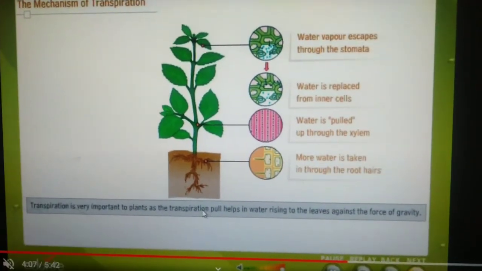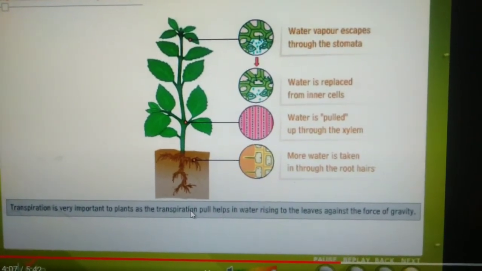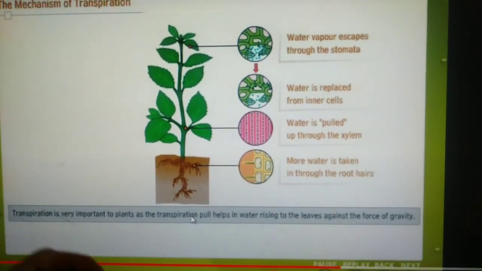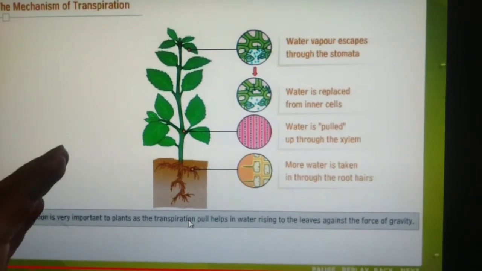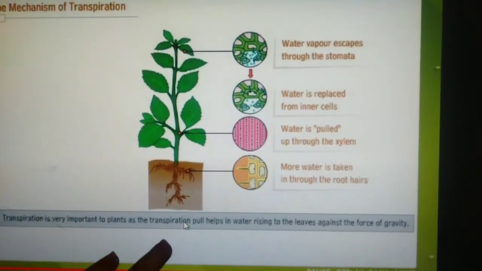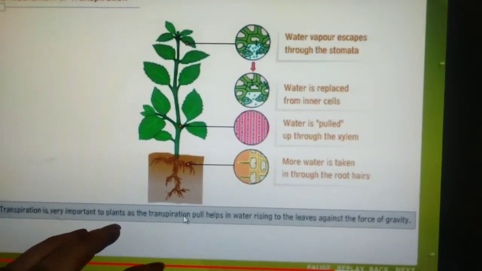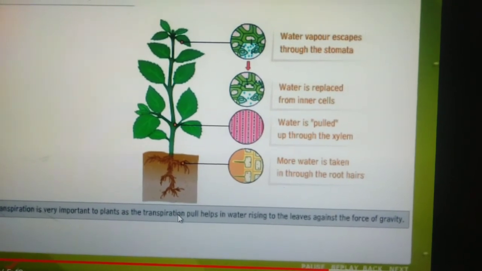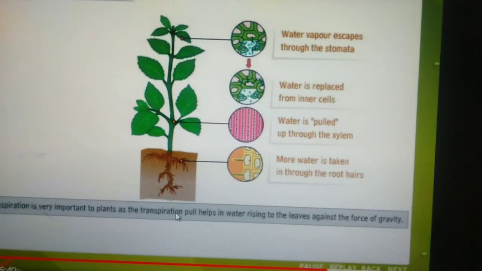Transpiration is very important to plants, because if there is no transpiration, there is no pull of the water to the leaves or to the top of the plant. When there is transpiration pull, the water can go to the top of the plant, and all the parts of the plant get the water.